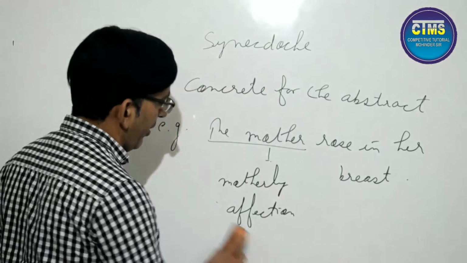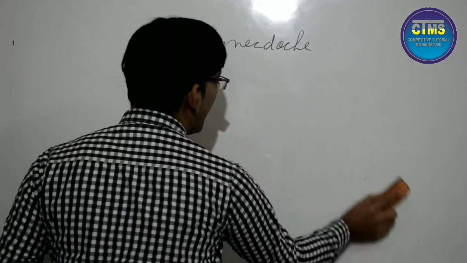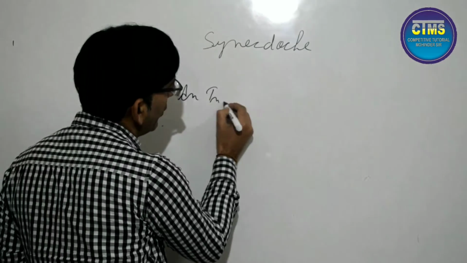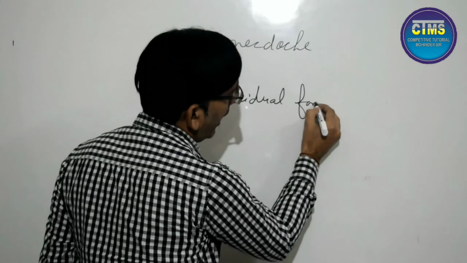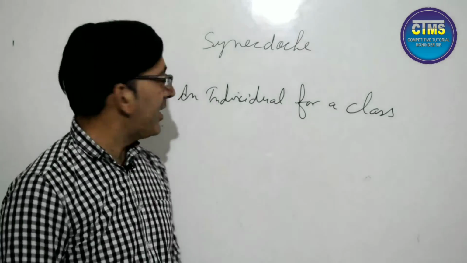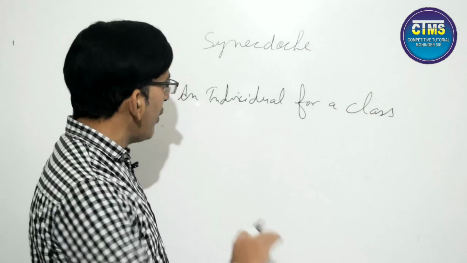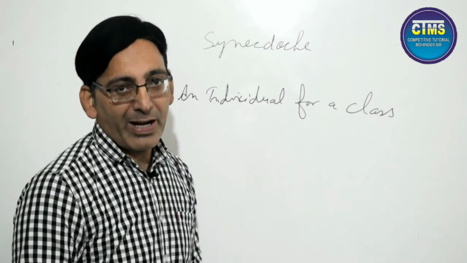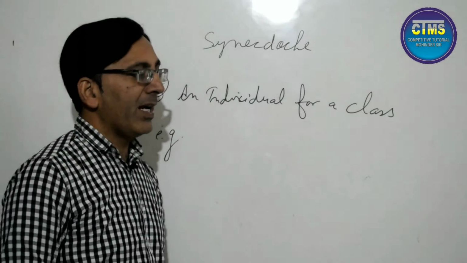To come to the fifth variety, what is the fifth variety? In fifth variety, an individual is used for a class. Here individual means a proper noun. In the fifth variety, a proper noun is used as a common noun. Clear? So individual means proper noun. Proper noun is used as a common noun and individual for a class. I want to give you one or two examples. I think you will be able to understand the fifth variety also.